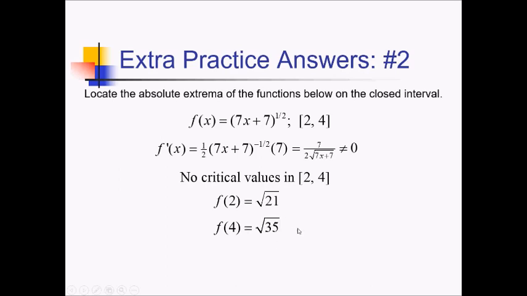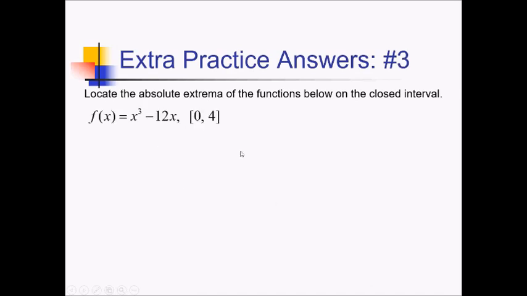And now between the two of these, the square root of 21 is going to be lower, so that's our absolute min. And then the absolute max is the higher one, radical 35. To find the absolute max and min for this function, we have to test out the endpoints along with critical values.